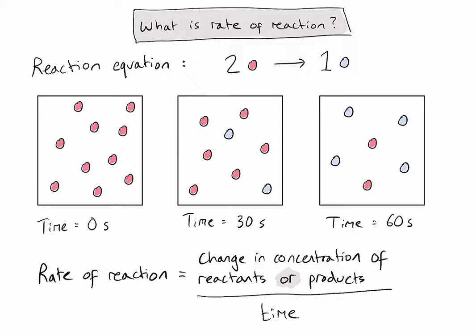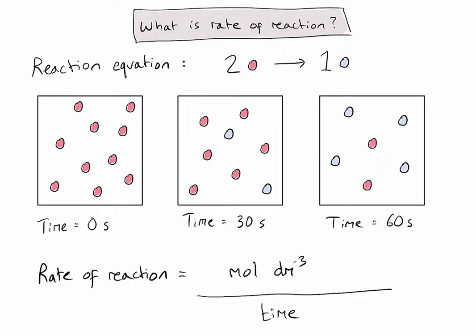This means that the standard units for rate of reaction will be change in concentration units, moles per decimeter cubed, divided by our SI unit for time, which would be seconds. And I could write this in an alternative way by putting moles per decimeter cubed and then adding the second to a -1 on the same line.